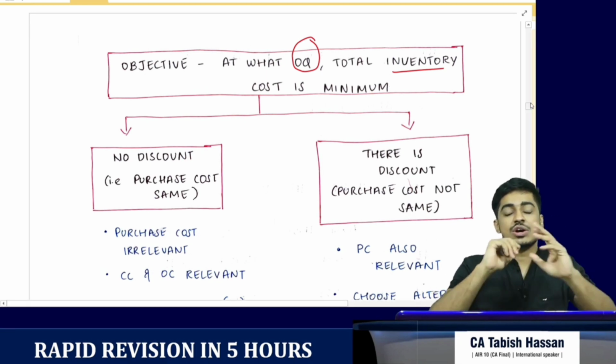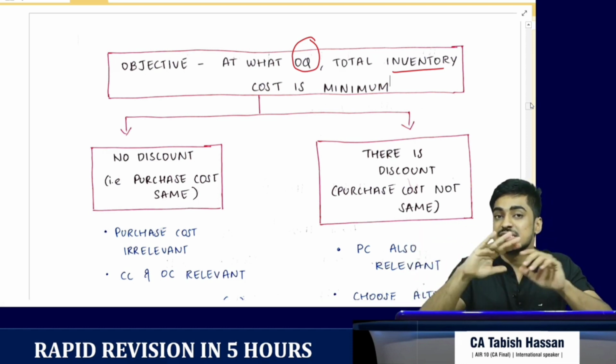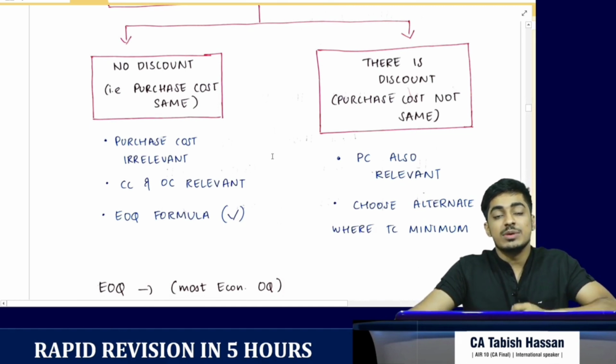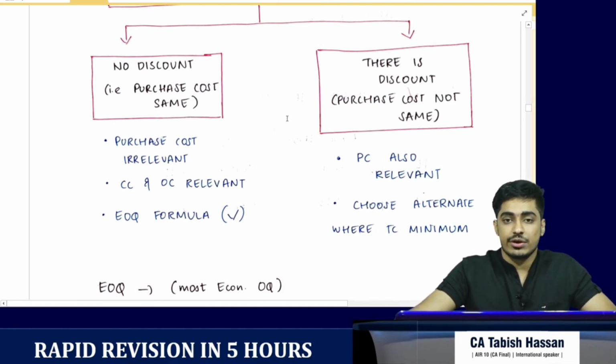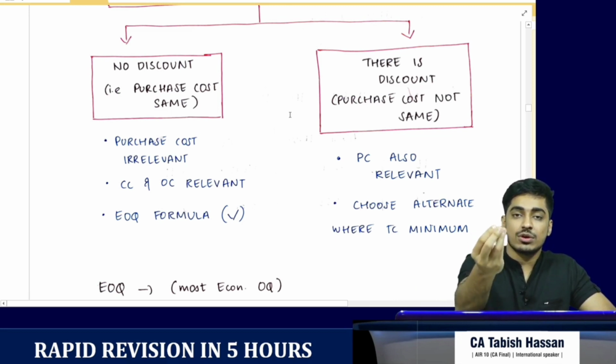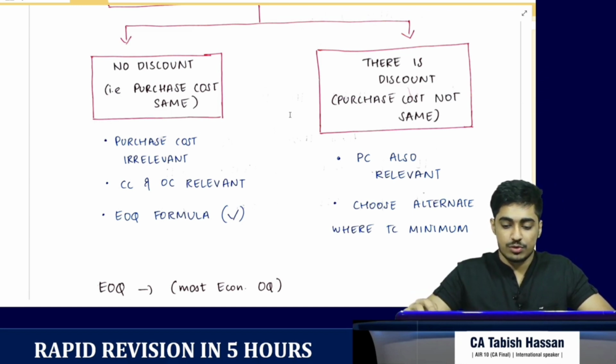Okay, so when there is no discount, purchase cost will be the same. So we discussed that if purchase cost is same, it becomes irrelevant. So we take a decision only based on carrying cost and ordering cost. So the alternative where the total of carrying and ordering cost is minimum would be selected. How do we get that? We get that by the EOQ formula.